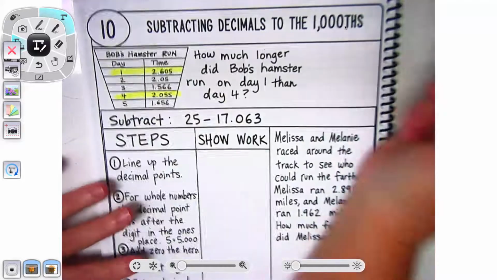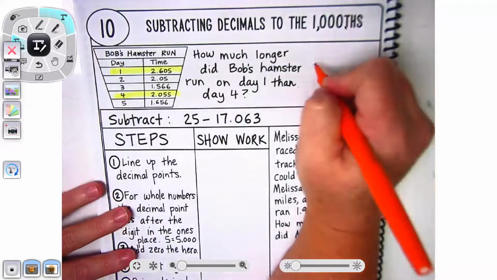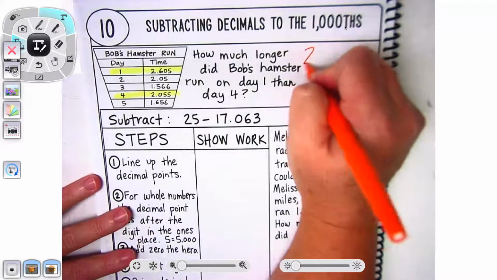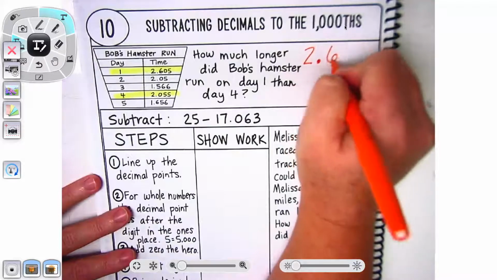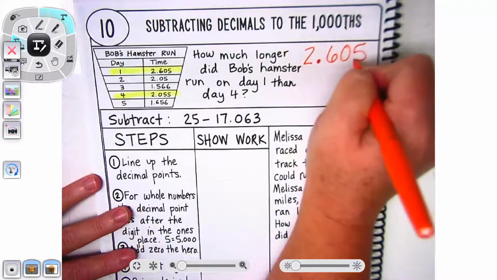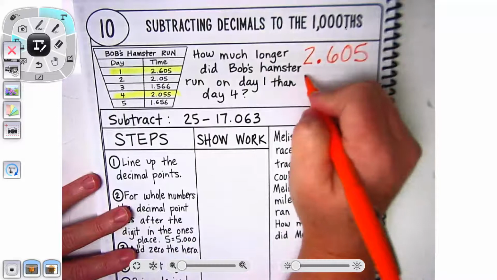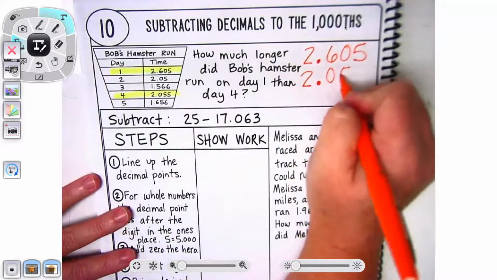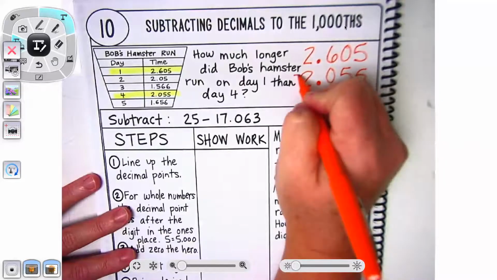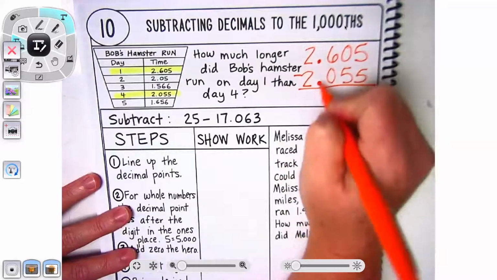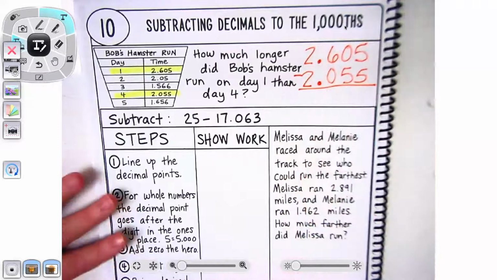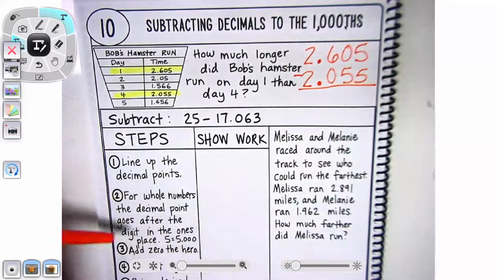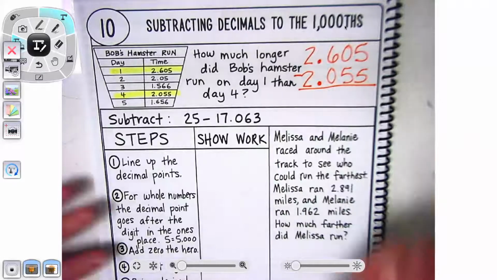So, 2 and 605 thousandths is greater. Then I have 2 and 55 hundredths. Boys and girls, if you notice, Mrs. Lamont is lining up her decimal points. You should have watched videos on that yesterday showing you how to line up the decimal points. Then you are going to subtract like regular.